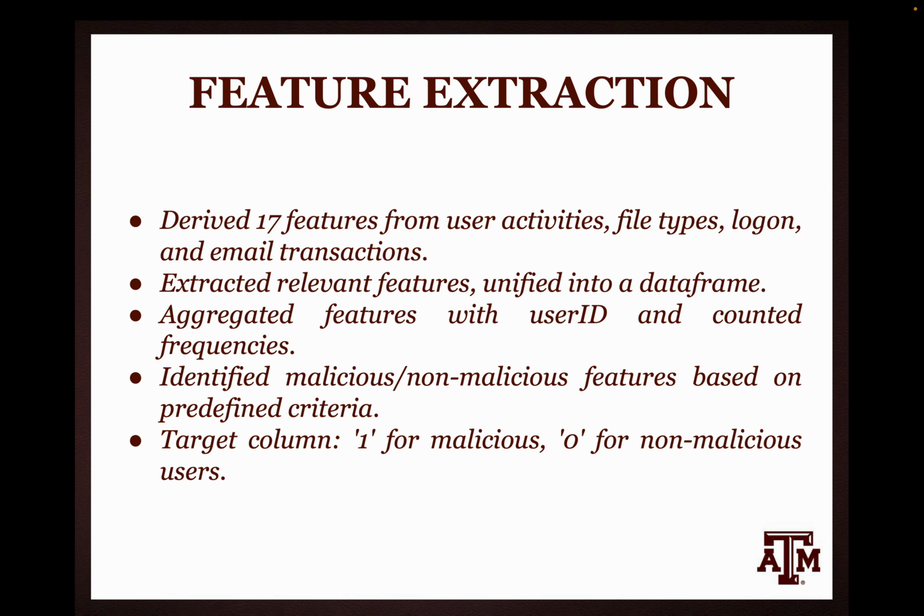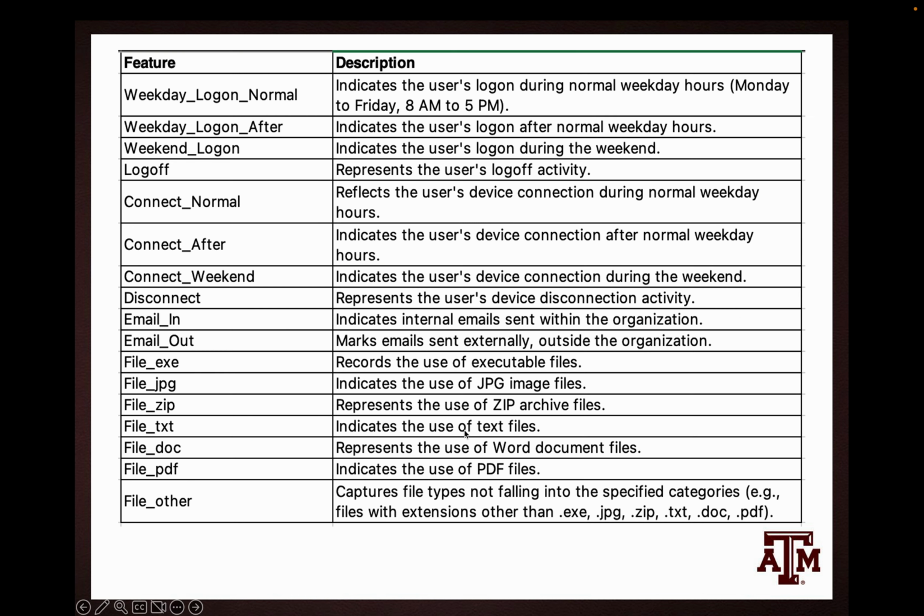Step 1 is feature extraction. For feature extraction, we extracted 17 different features from the .csv files provided and then aggregated these features with user ID and date. We then counted the frequency of each feature for a particular user and identified it as malicious or non-malicious based on certain criteria defined by us. This gave us a target column that is 1 for malicious and 0 for non-malicious users. These are the 17 features derived by us.